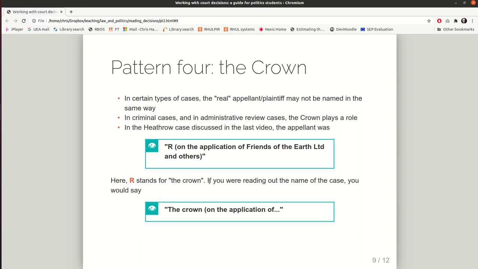R here stands for the Crown. So if you're reading out the name of the case, you wouldn't say R on the application of, you'd say the Crown on the application of Friends of the Earth. That's just the way it's done in the UK and a number of other jurisdictions, because there's a belief that the Crown has an interest in smooth administration, and so people or organisations don't directly initiate administrative review, the Crown does so on their behalf.